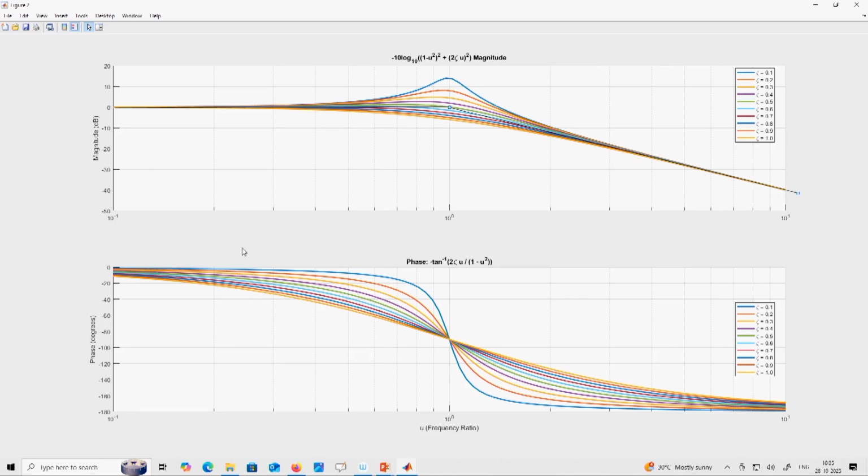Similar is the case for phase. It goes from 0, then there is a minus 90 degree per decade drop, and then you reach minus 180 degrees. From a slope perspective there is not much change, but of course, if you want to plot the Bode plot exactly, then there will be differences. I will end here, and in the next lecture we will see how these things help us. Thank you.